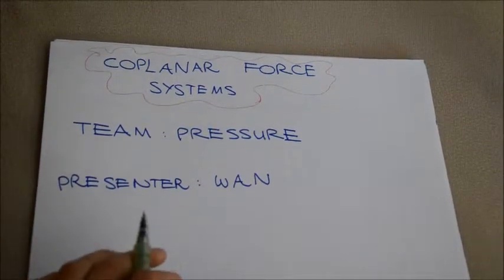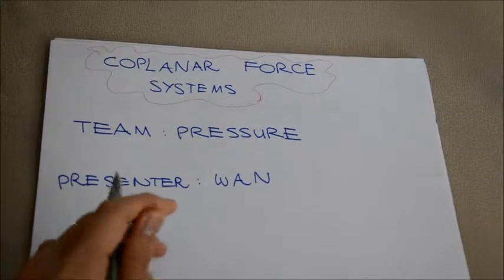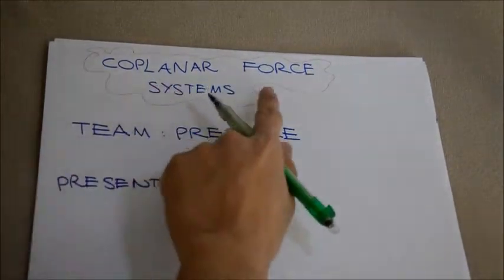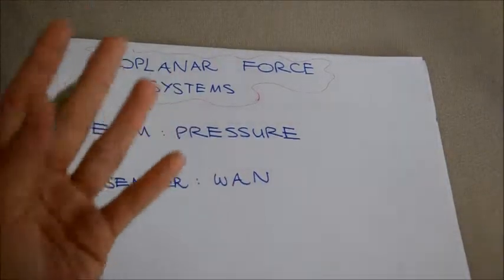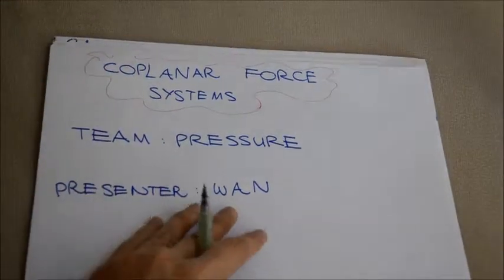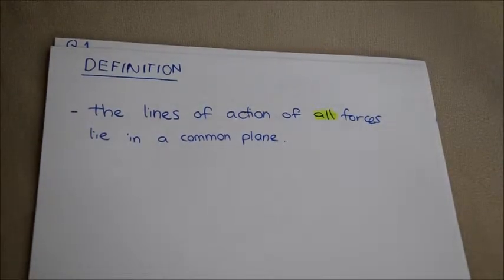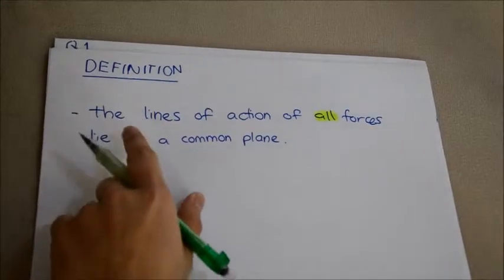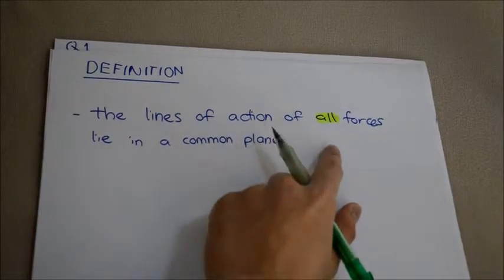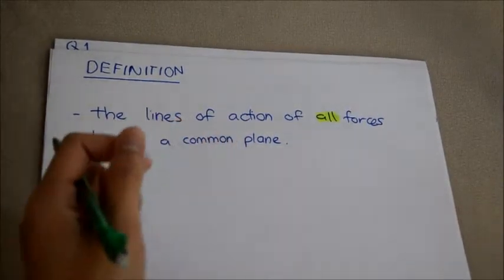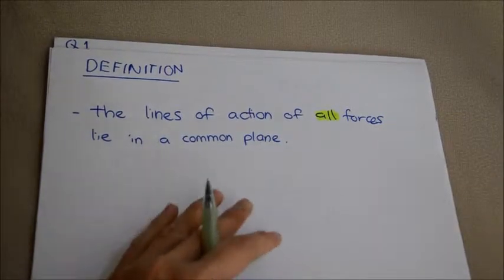Today I will explain one of the simple topics in Engineering Mechanics 1, which is Coplanar Force System. What is a Coplanar Force System? Let us look into its definition. A coplanar force system is one where the lines of action of all forces lie in a common plane. To get a clearer view, let us look at this diagram.